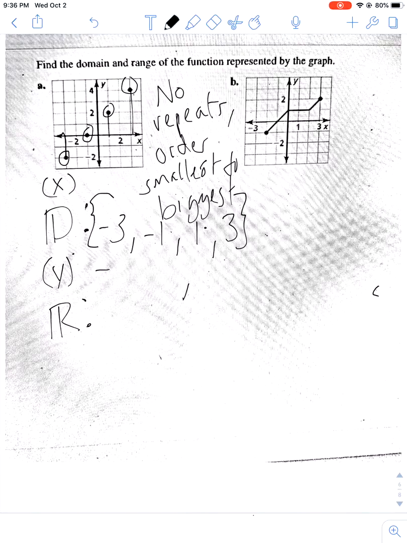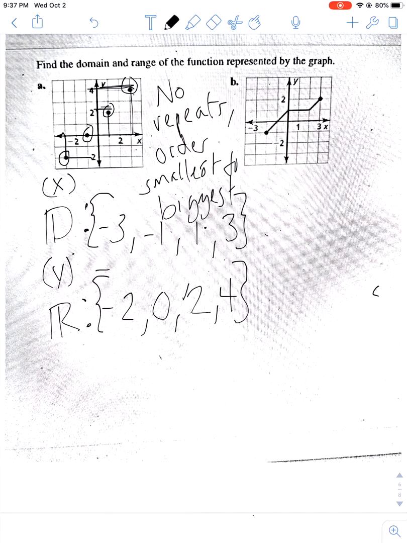Now, the range is our y. So let's look at those same points. This one has a y of -2. This one has a y of 0. This one has a y of, let's see, 2. And this one has a y of 4. Okay, these are points, so we draw our brace. And we check. Any repeats? No. Is it from smallest to biggest? Yes. So we are done.